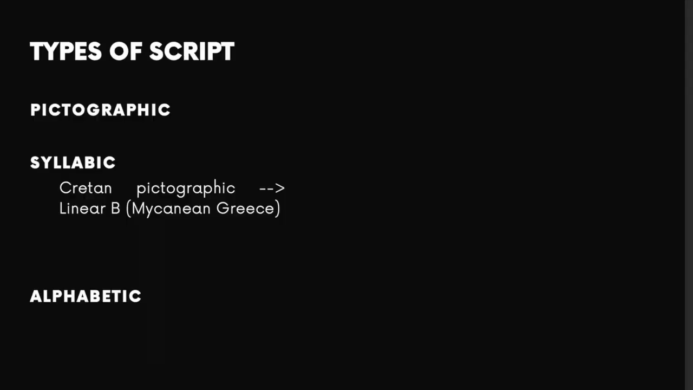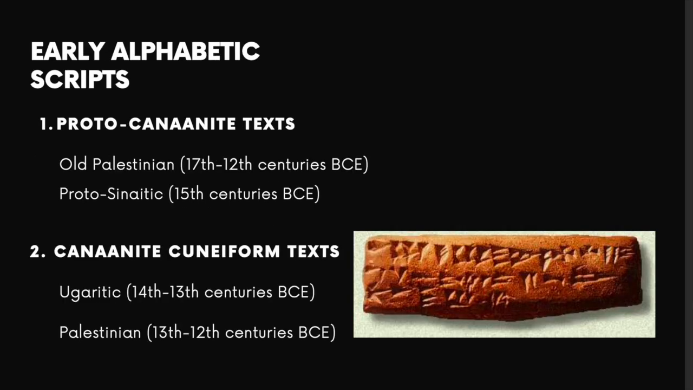Pictographic would be pictures. Syllabic would be where each grapheme, each written symbol, represents a syllable. And then, of course, there is alphabetic. So focusing in on alphabetic, because Hebrew and Aramaic are alphabetic scripts, let's look at some of the early alphabetic scripts in the ancient Near East.